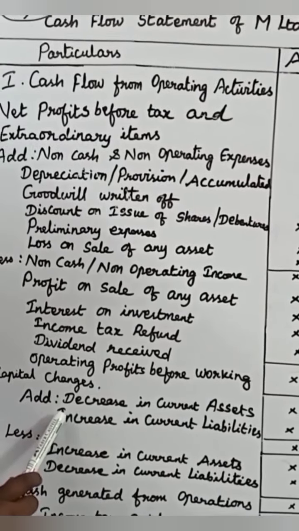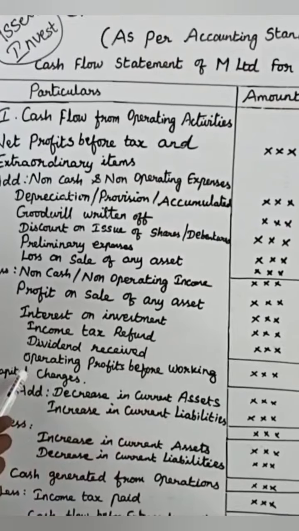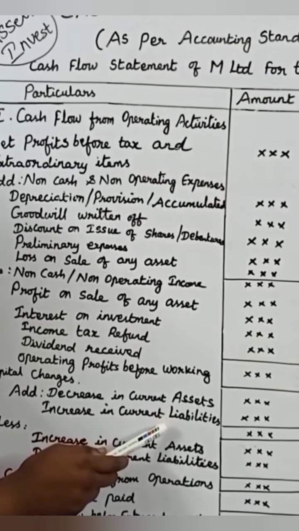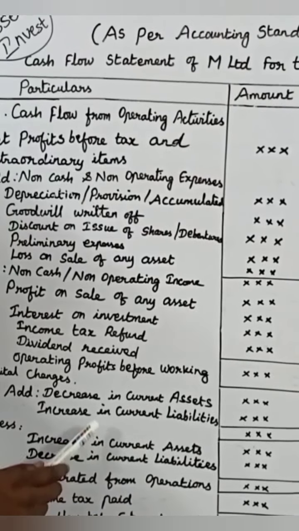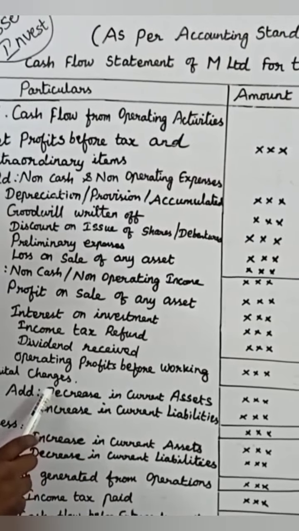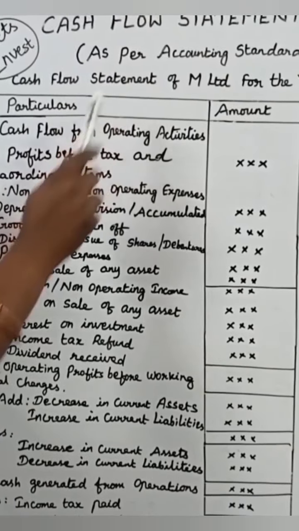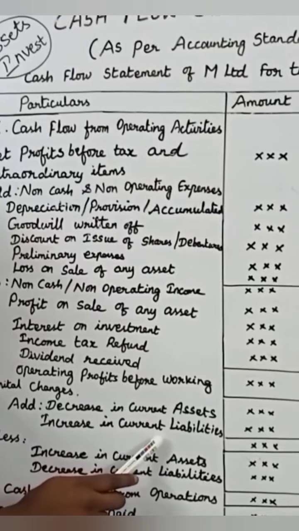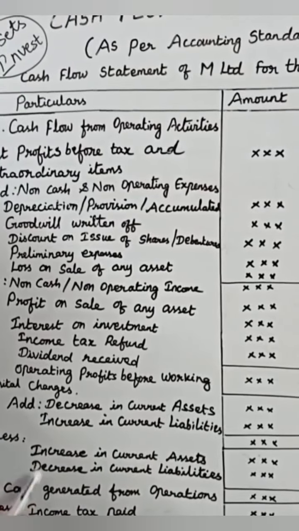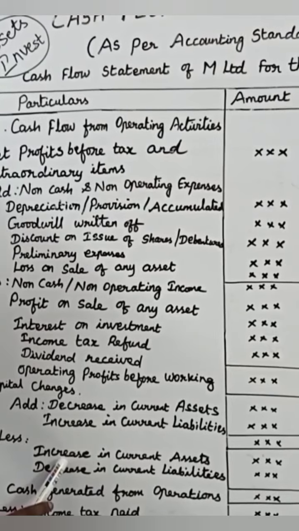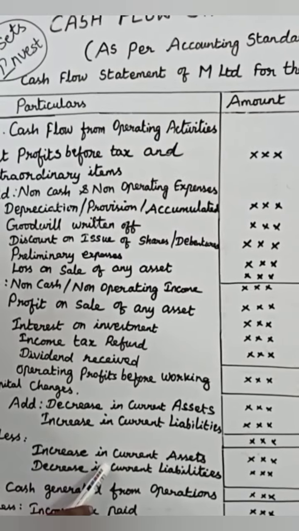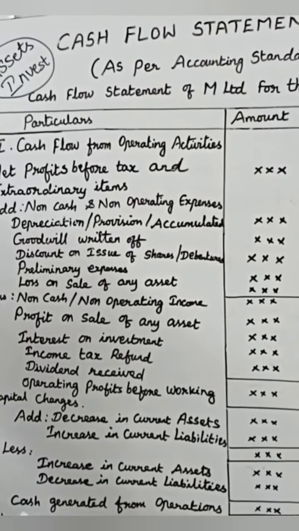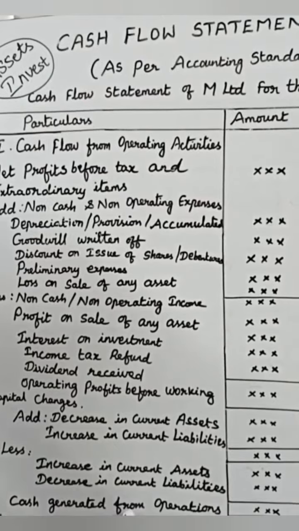Let me explain what working capital is. Working capital represents the difference between the organization's current assets and current liabilities. Changes in working capital are reflected in the organization's cash flow statement. So, you have to add a decrease in current assets and an increase in current liabilities. Next, you have to subtract the increase in current assets and the decrease in current liabilities. After doing this, we will get cash generated from or used in operating activities.